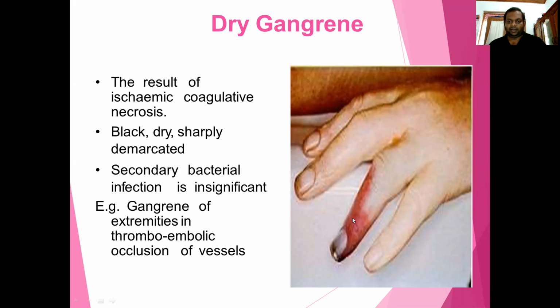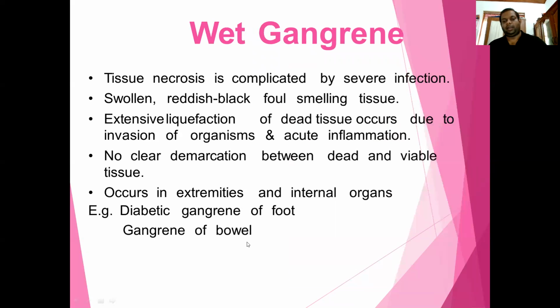Here we can see it in the extremities. In end arteries, the tissue is black, dry, and sharply demarcated. Secondary bacterial infection is insignificant. Gangrene of the extremities occurs in thromboembolic occlusion of vessels, and it can follow infective endocarditis.